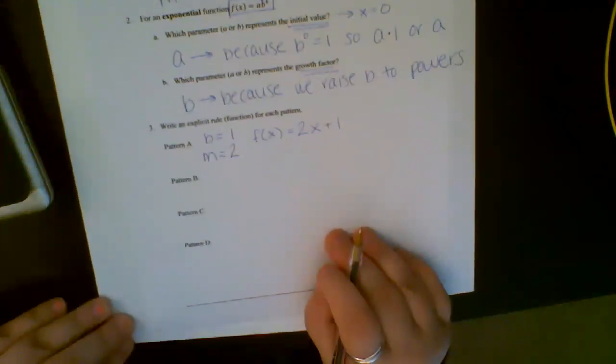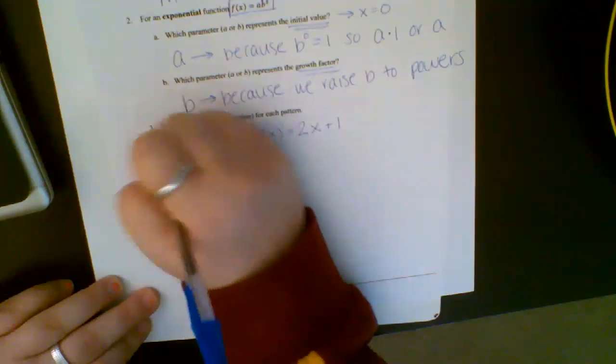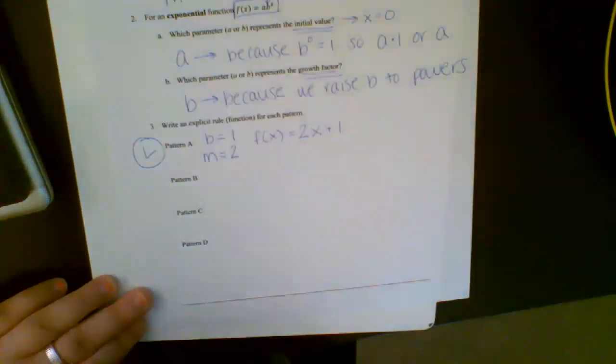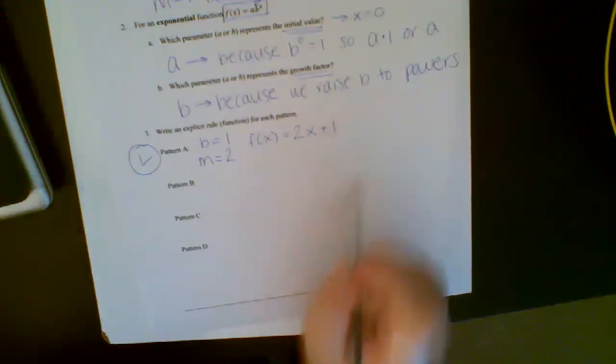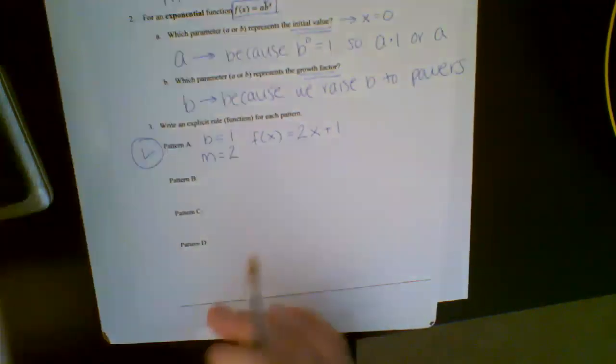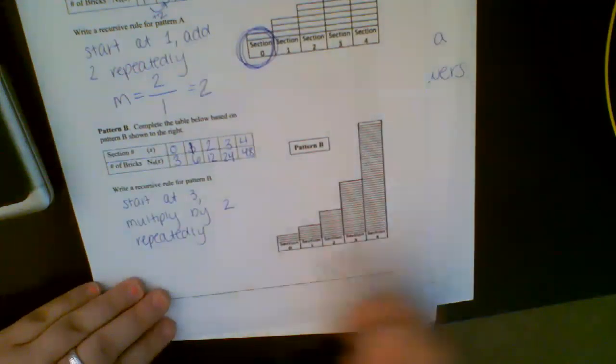So we've got our explicit rule for this linear growth, and I'm going to put an L so we remember that it's linear, because linear means addition. And we can tell because we have a plus sign. Plus sign means addition.